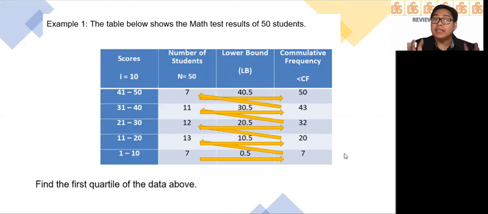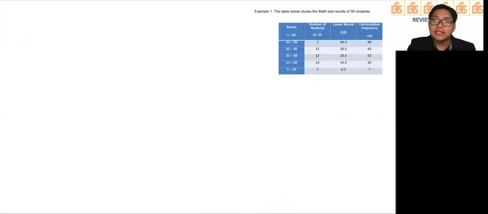That's how to make the table in case you only receive a set of data. You really have to make this kind of table to be able to solve the quartiles of grouped data. So I hope that is clear. Let's move on. This is the table that we have earlier.